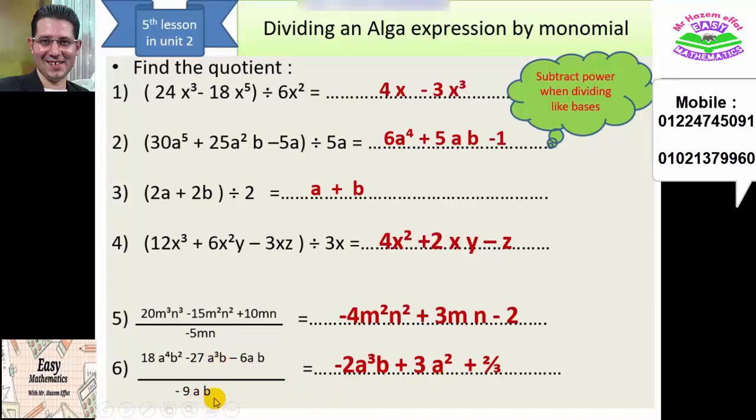b divided by b equals b^0, we can cancel it. We just write 3a^2. Negative 6 divided by negative 9 equals positive 2/3. This is a fraction, we can write it in this form. a divided by a equals a^0, and b divided by b equals b^0. We can cancel both of them. So finally, it equals negative 2a^3b plus 3a^2 plus 2/3.